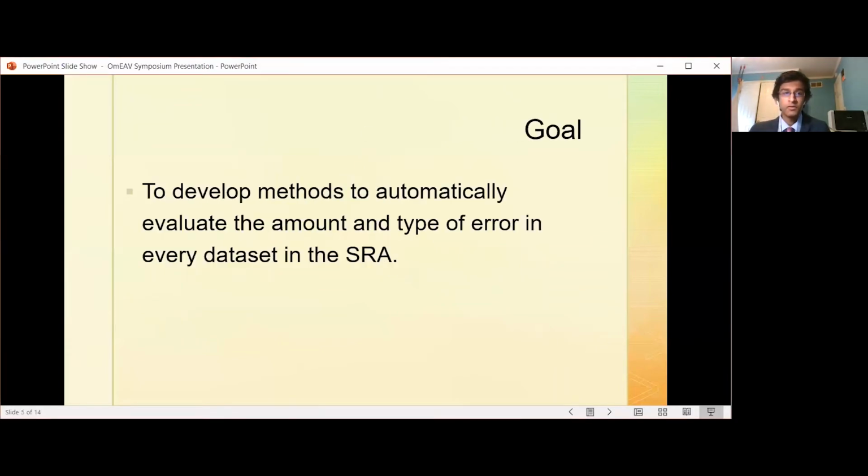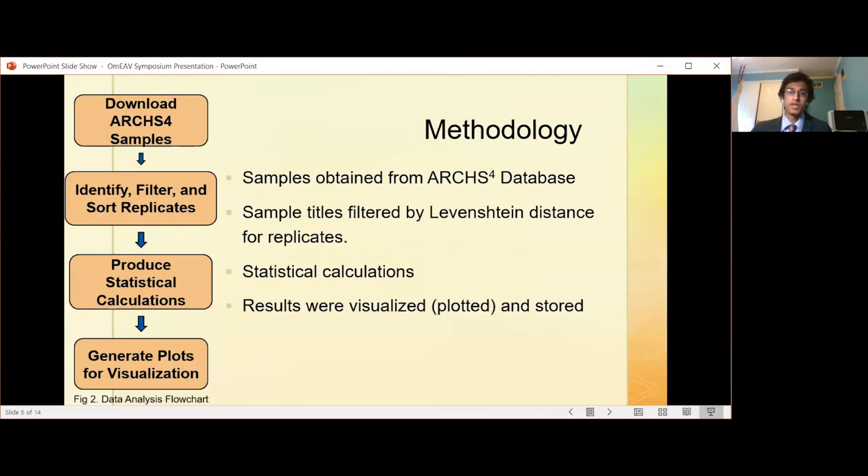So the goal of my project was to develop methods to automatically evaluate the amount and type of error in every data set in the SRA, and this extends also to the GEO. So how I went about doing this was, first I obtained a set of samples that I could use from the ARCHS4 database. If you'll recall, they compiled all of these data sets, so I took a few samples from that I could use to test my program.